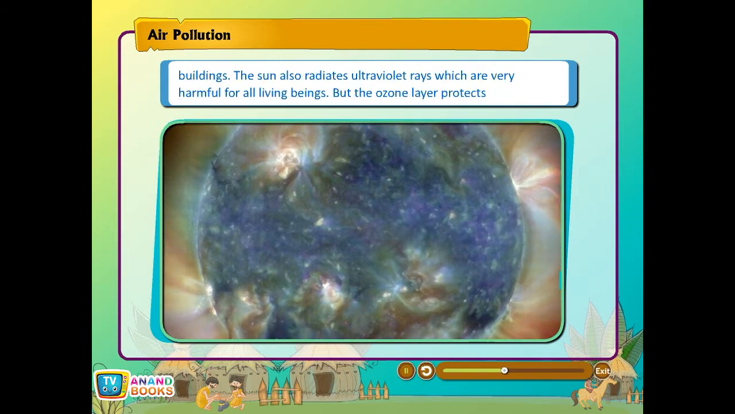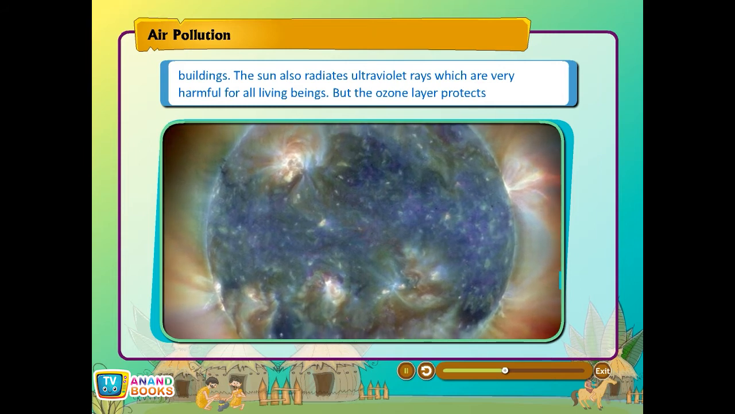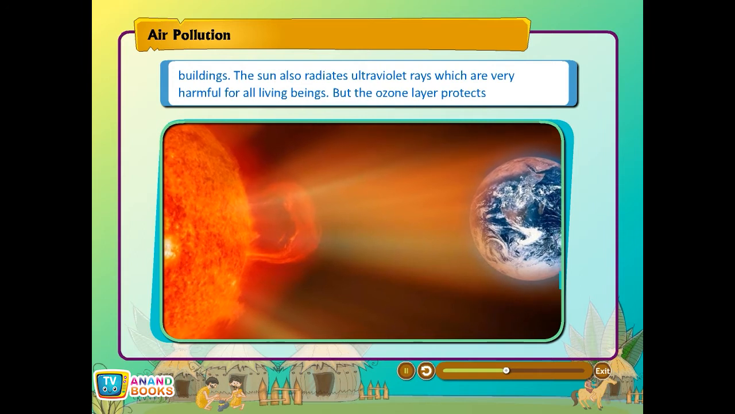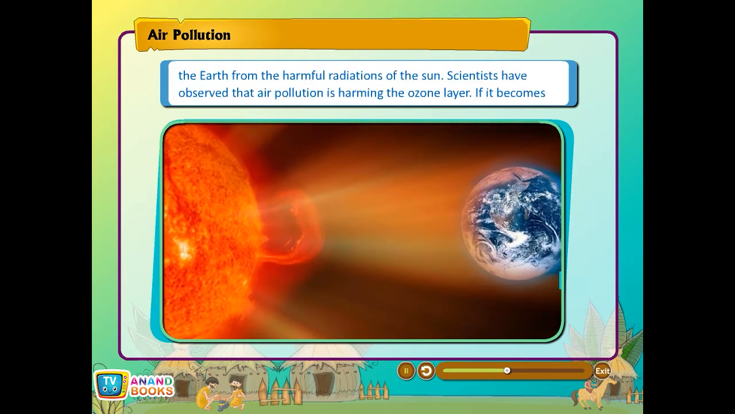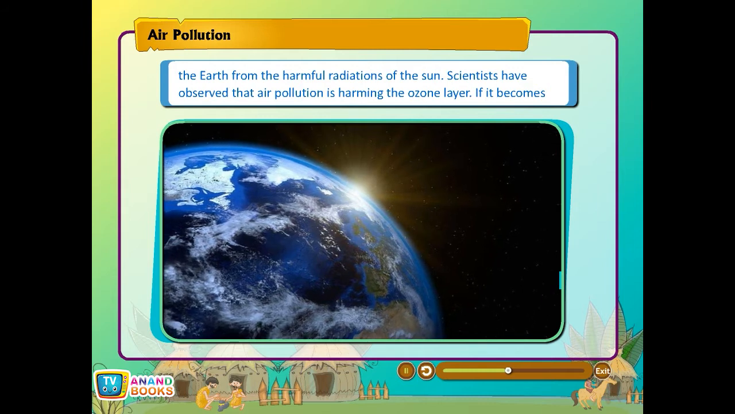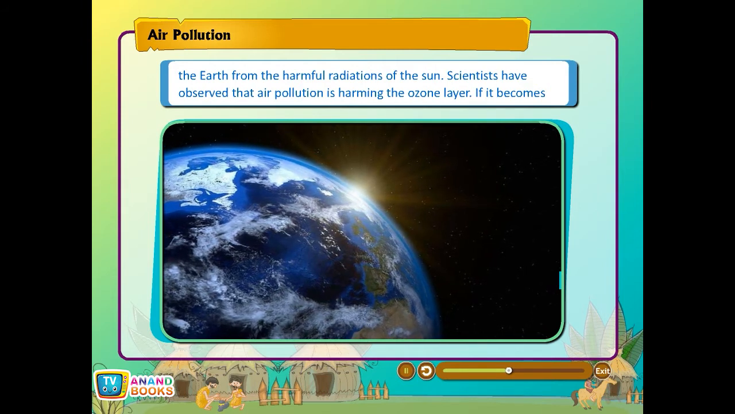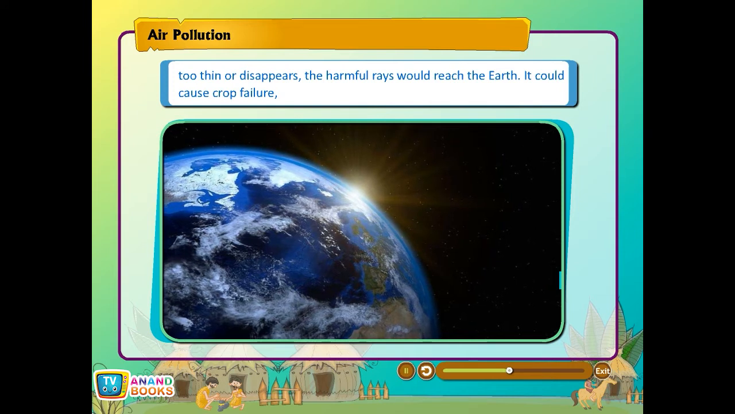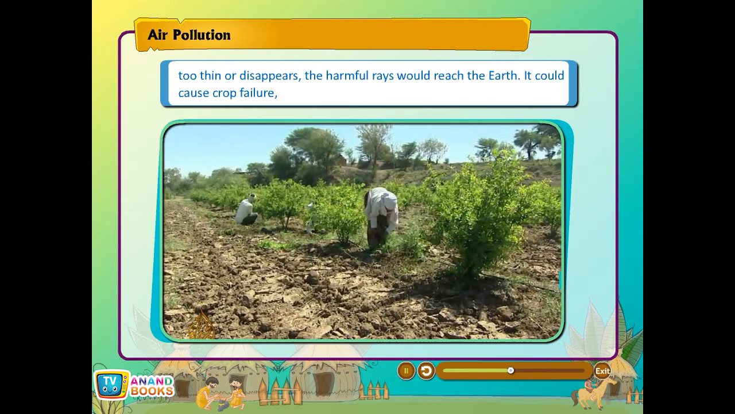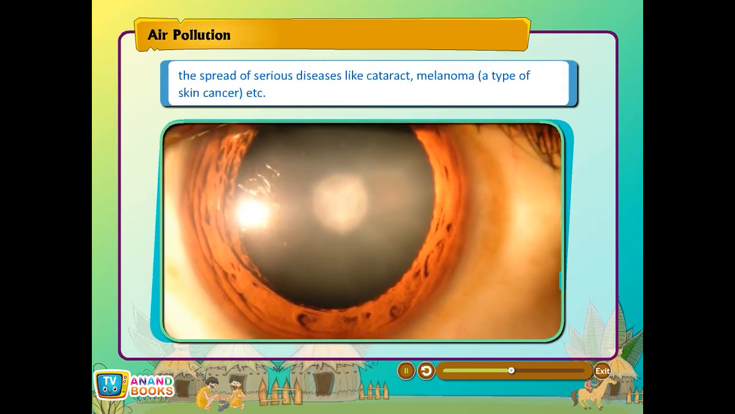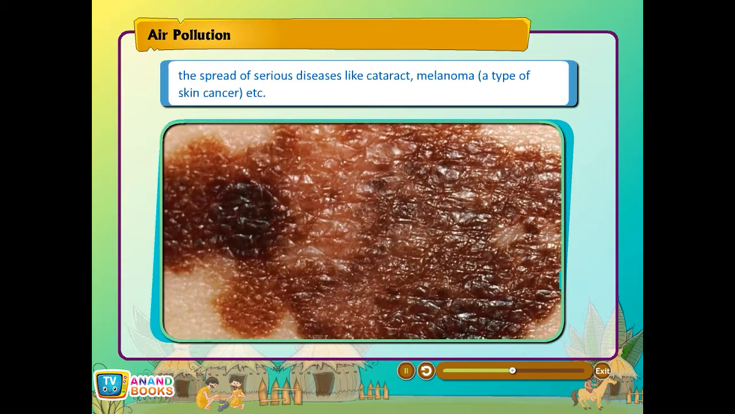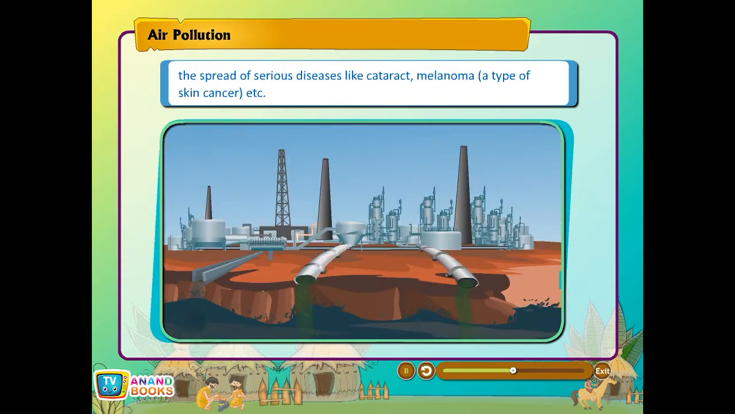The sun also radiates ultraviolet rays, which are very harmful for all living beings. But the ozone layer protects the earth from the harmful radiations of the sun. Scientists have observed that air pollution is harming the ozone layer. If it becomes too thin or disappears, the harmful rays would reach the earth. It could cause crop failure, the spread of serious diseases like cataract, melanoma, a type of skin cancer, etc.